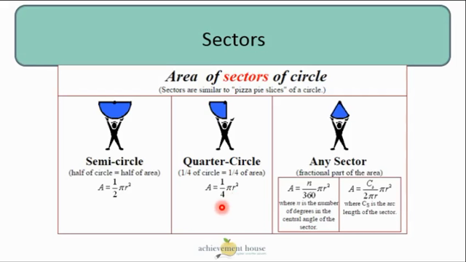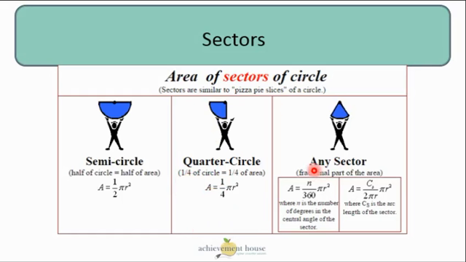All right, and so, for example, for a semicircle, the central angle would be 180 degrees. So 180 degrees out of 360 degrees would be 1/2. So it's going to be half the circle, or half the area. For a quarter circle, the central angle is 90 degrees. 90 out of 360 is 1/4. So it's a quarter of the circle, so a quarter of the area.